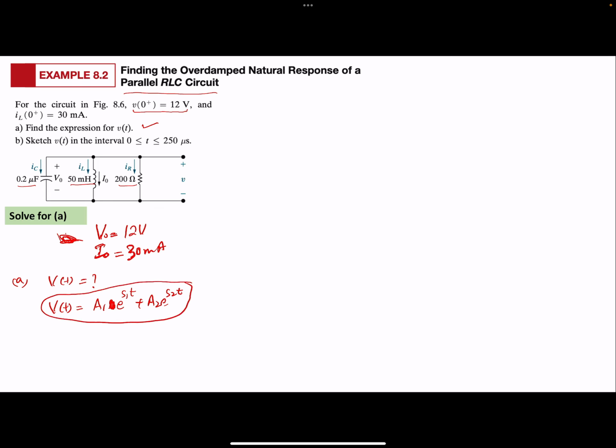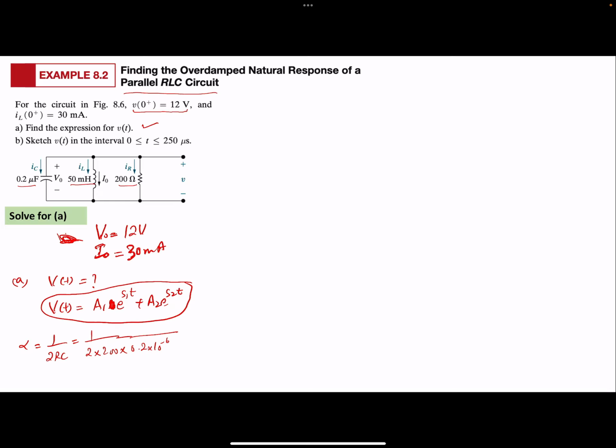Anyhow, I already knew my initial conditions. When I know my initial condition, the other thing to do would be to find the values of your resonant radian frequency, omega naught, and your Neper frequency, alpha. Your alpha is 1 over 2RC, where R is 200 ohms and C is 0.2 microfarad.